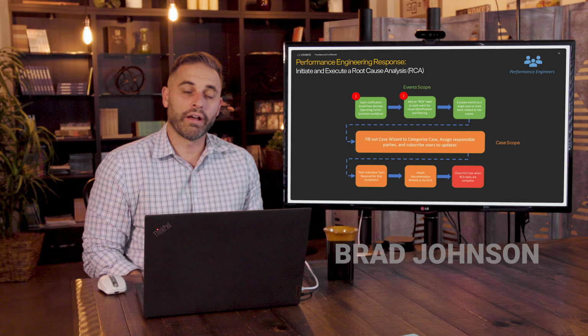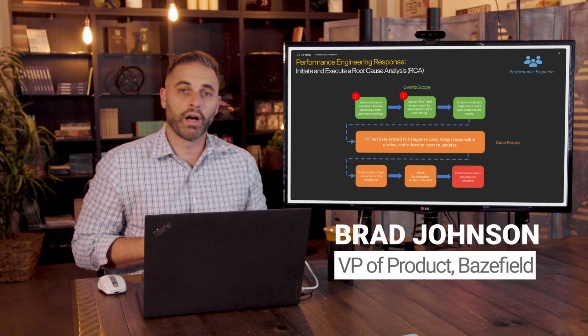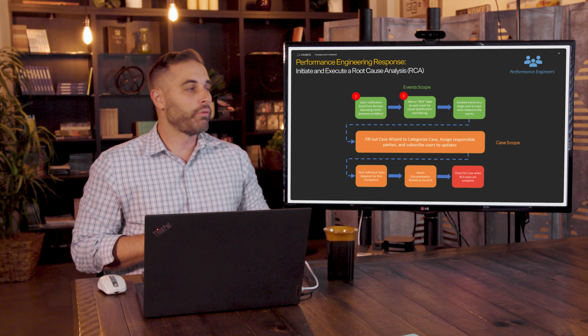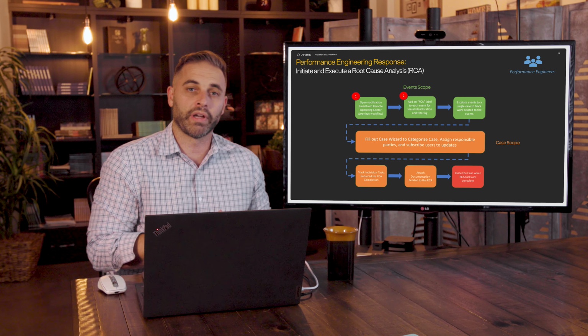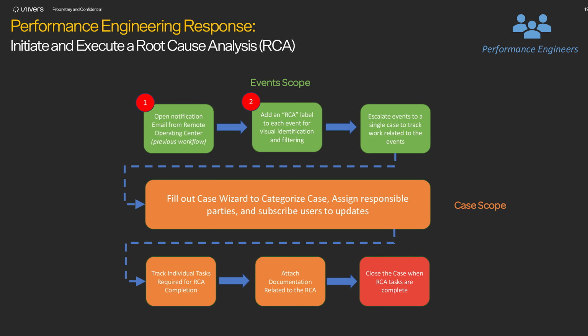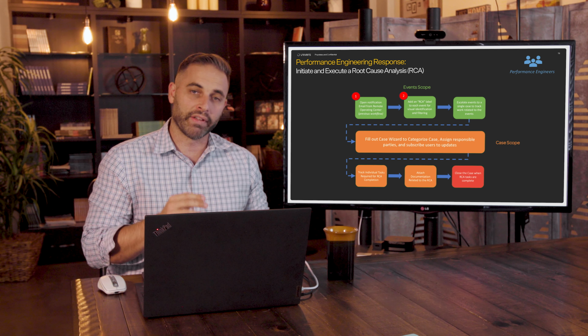Now that we've reviewed how the real-time operating center can use event operations to respond to a certain event, let's overview how a performance engineer could take the notification from the real-time desk and then initiate and execute a root cause analysis all in event operations. We'll start with step one, where we open the notification email and navigate directly to the application.